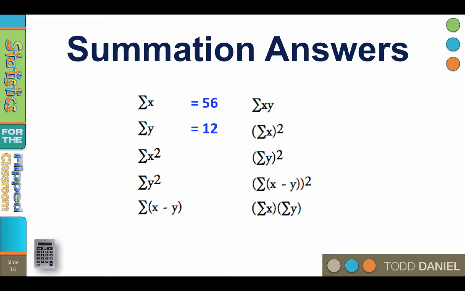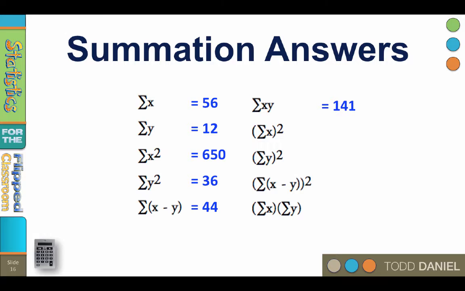Add up all of the values in the x squared column to get 650. The sum of y squared is 36. The sum of x minus y is 44. And the sum of xy is 141. Once we have the sum of each column, we can also work some math on the sums. We could square the sum of x. This is called the sum of x quantity squared, to distinguish it from the sum of x squared.